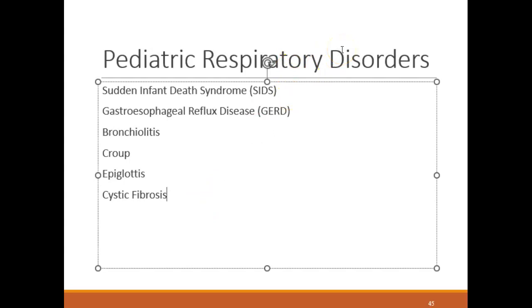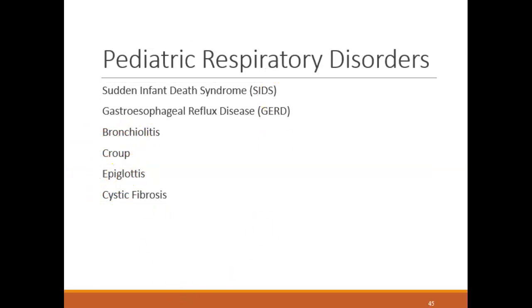All right, so with your pediatric respiratory disorders, typically your pediatric issues are going to usually stem from some type of airway obstruction or infection. So this might include things like asthma, GERD, cystic fibrosis, epiglottitis, and croup, which are viral or bacterial infections. So those are usually what's going to happen with our pediatric kids.